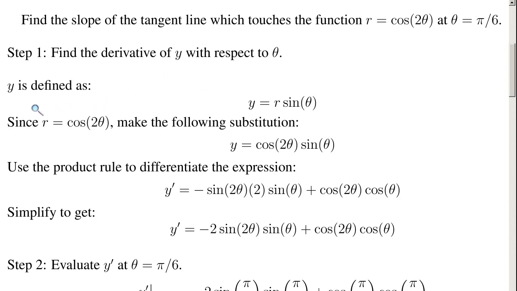So we need a function for y. y is defined as y equals r sine theta. Since r equals cos 2 theta, make the following substitution. y equals cos 2 theta sine theta. All we really did is replace the r with cos 2 theta, because r equals cos 2 theta, so we could substitute. And then use the product rule to differentiate the expression.